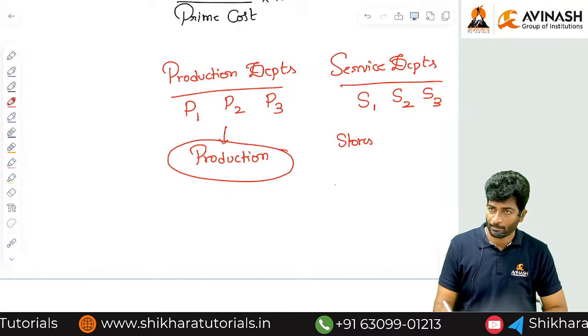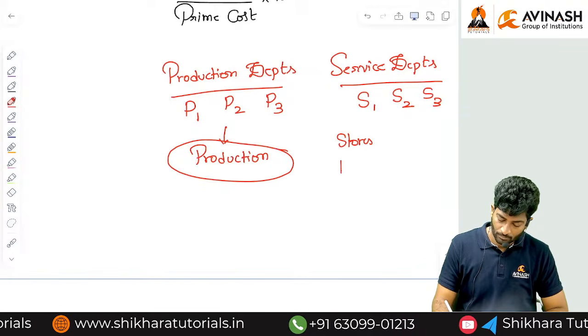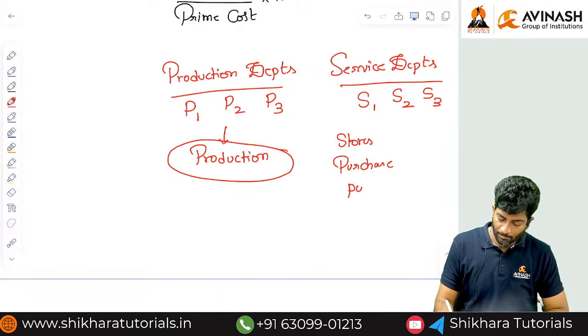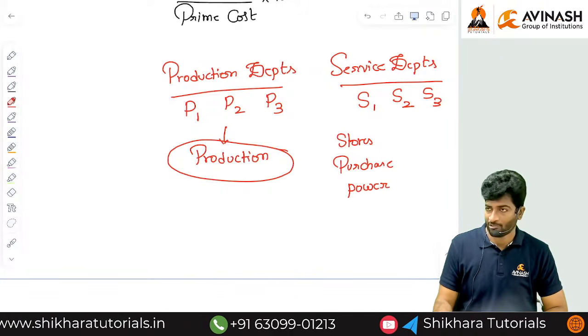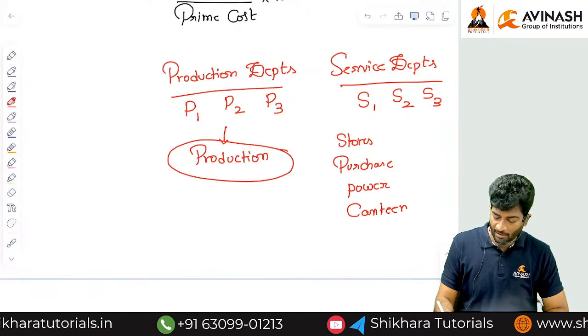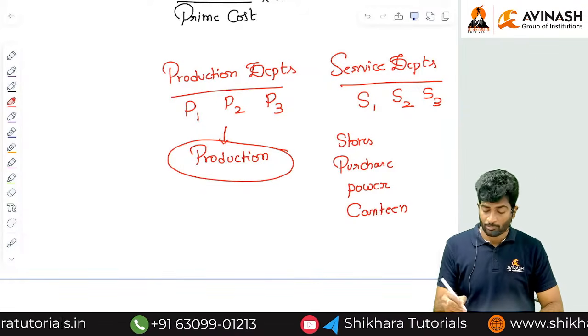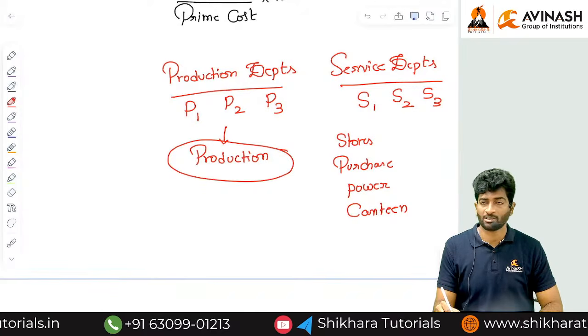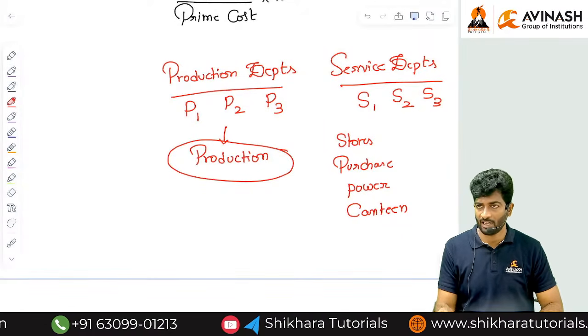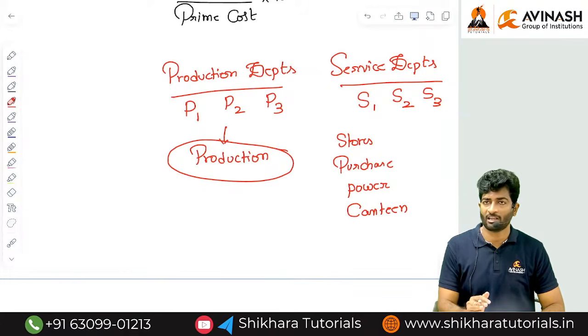Stores department, purchase department, power supplying department, canteen, right? So for production department workers, the canteen people are going to provide all the tea, snacks, lunch and everything, right? But they will not participate directly in the production.